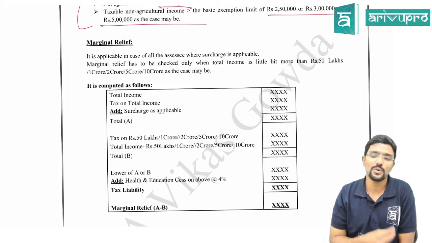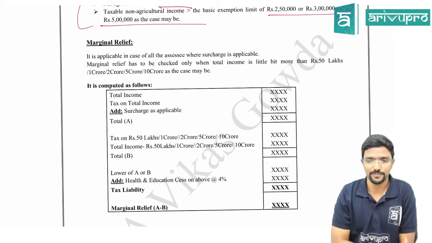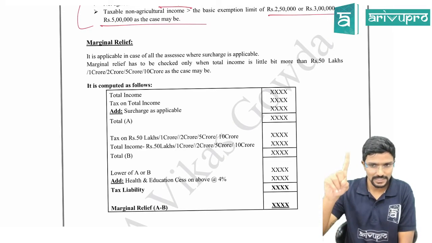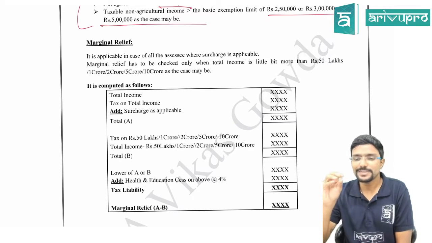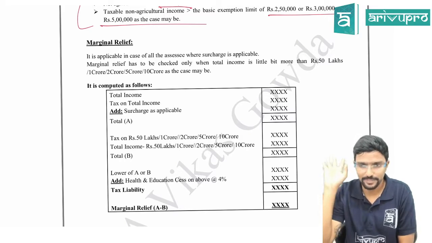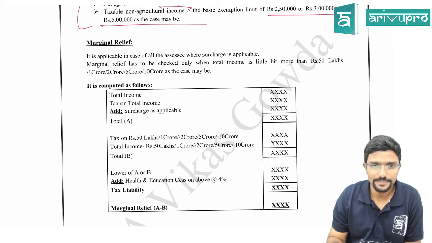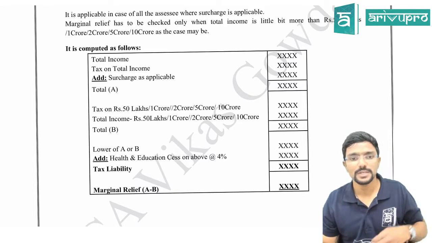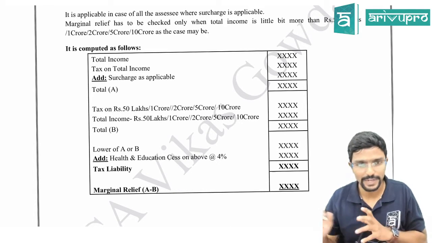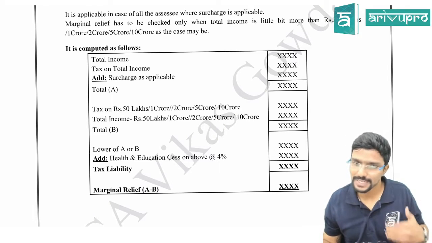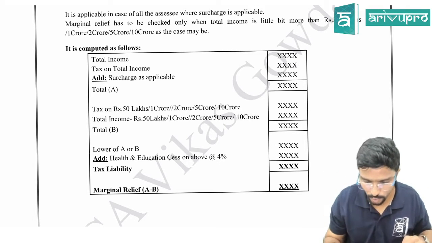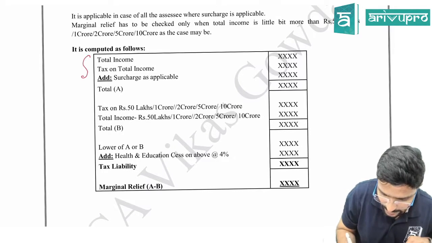So in that case, we thought we will give some relief for you. We have to apply this marginal relief concept only when surcharge is applicable and your income is a little bit more than the threshold limit for surcharge. Clear? Next, it is computed as follows. See the steps. Total income you take, on that tax you calculate surcharge as applicable. Don't add health and education cess here. Please be careful. Take total. So this I will call step 1.